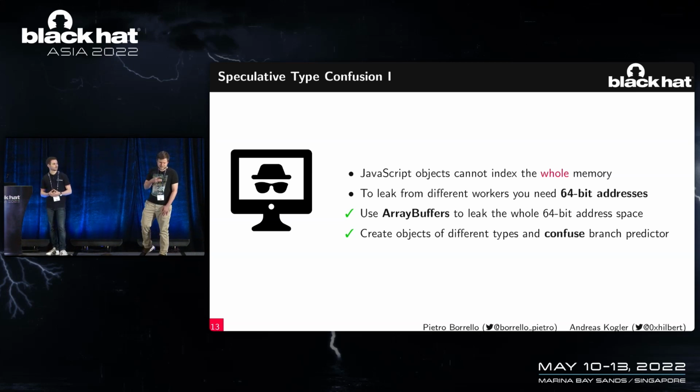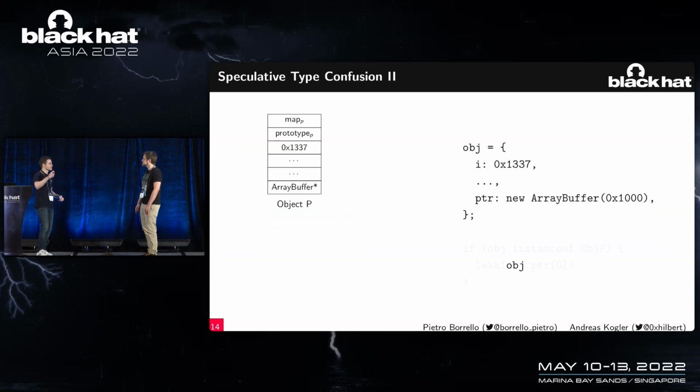So that sounds highly complex. Can you give us more details on the type confusion? Yeah, but let's have a look at how the JavaScript internal implementation works. Here you see a simple object. Let's assume that we have an object with an integer and a pointer to an array buffer. How is that laid out in memory?